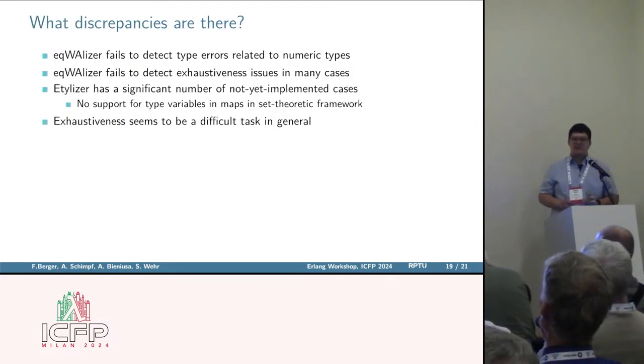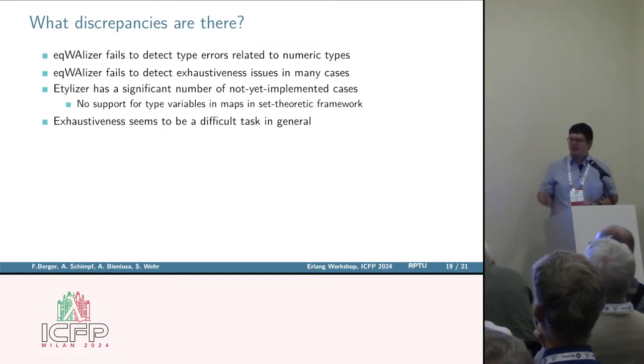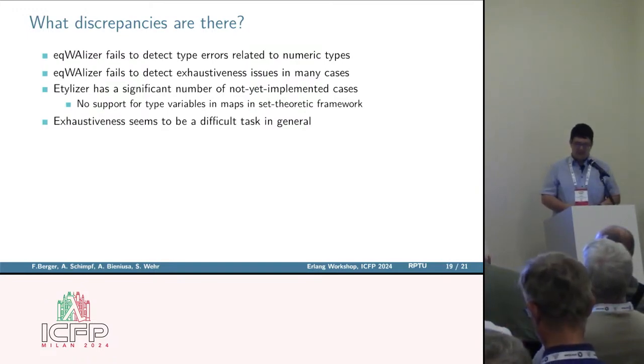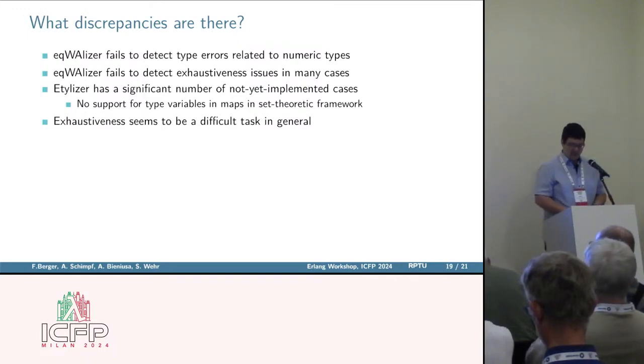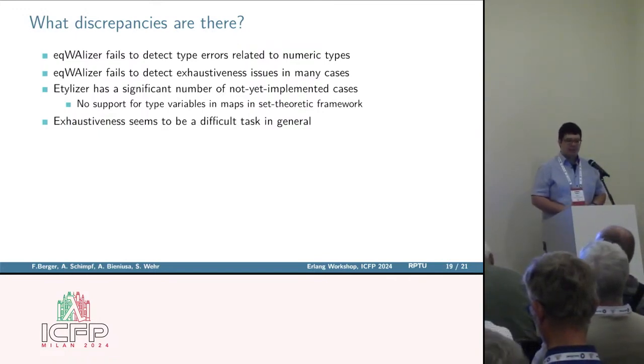This is a list that covers the most important ones. It cannot cover every single one we noticed, because then I could fill 10 slides and be here tomorrow. But overall, eqWAlizer fails to detect type errors related to numeric types, which is something to keep in mind. It also fails to detect exhaustiveness issues in many cases, which is also a problem of some of the other type checkers. Not all, and in some cases some work, then again in others they don't.